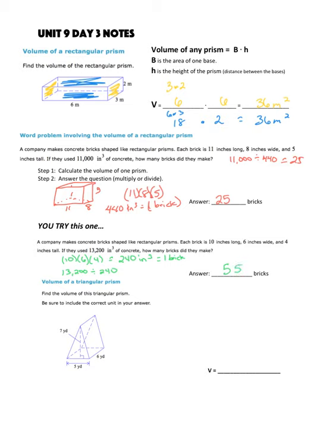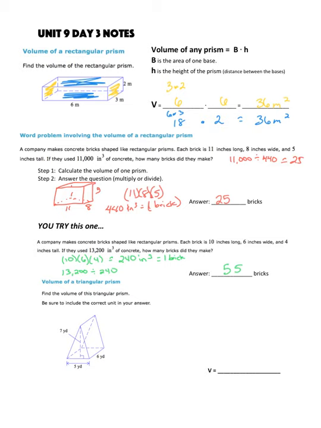Read what the problem is asking. Because if you put 240 in here, that's wrong. It didn't make 240 bricks. 240 is the number for the volume. So pay attention to the words. Don't be in such a rush to do the math that you miss what the words say.